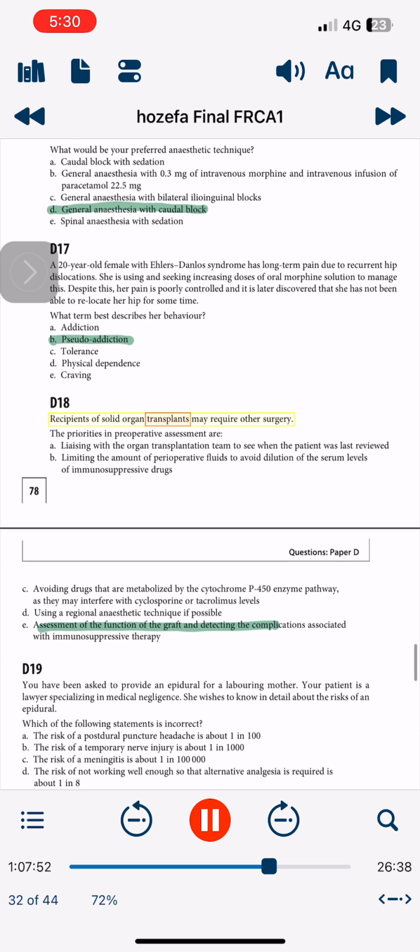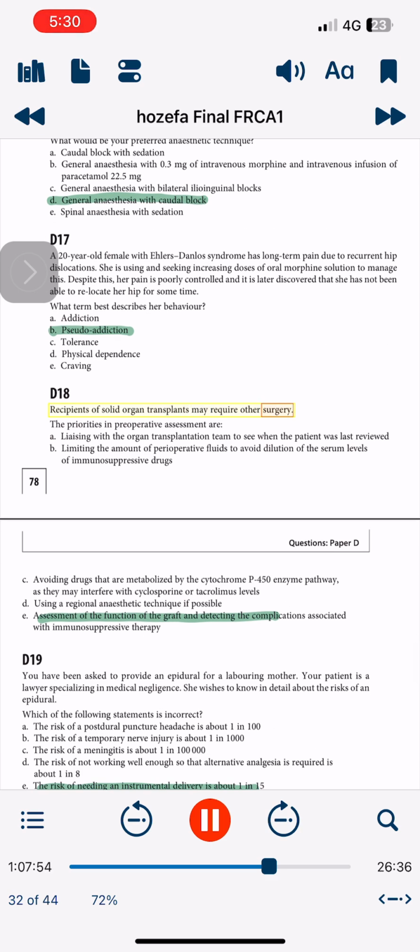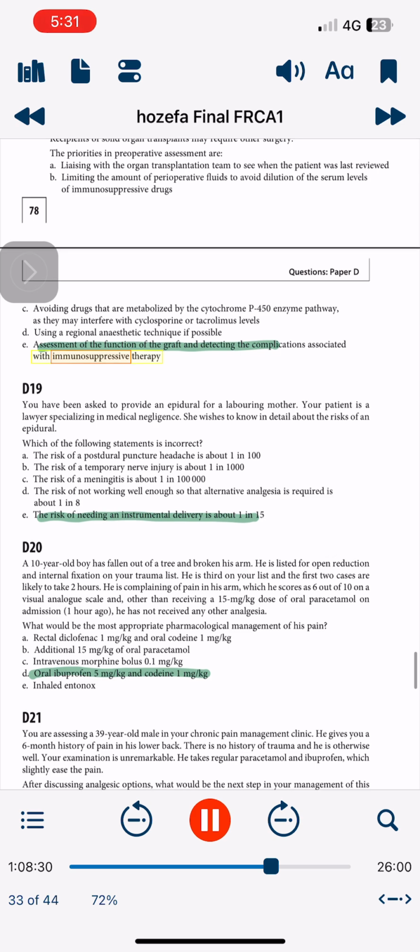Recipients of solid organ transplants may require other surgery. The priorities in preoperative assessment are: assessment of the function of the graft and detecting the complications associated with immunosuppressive therapy.